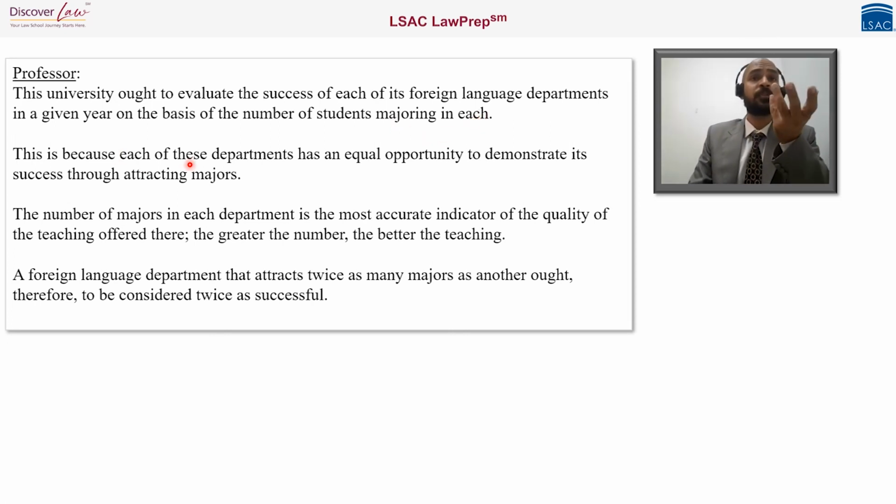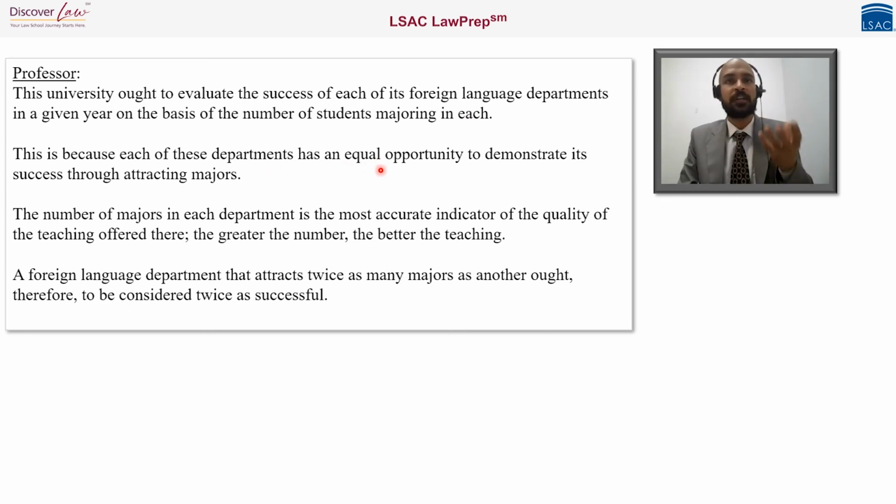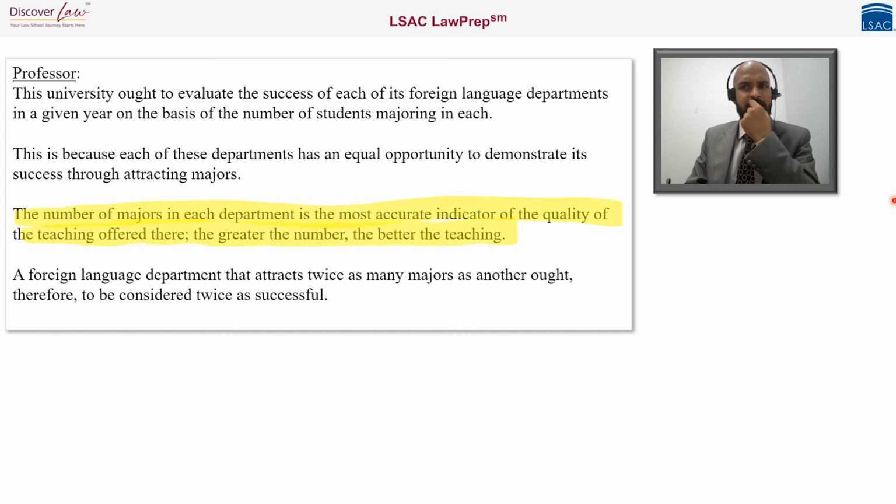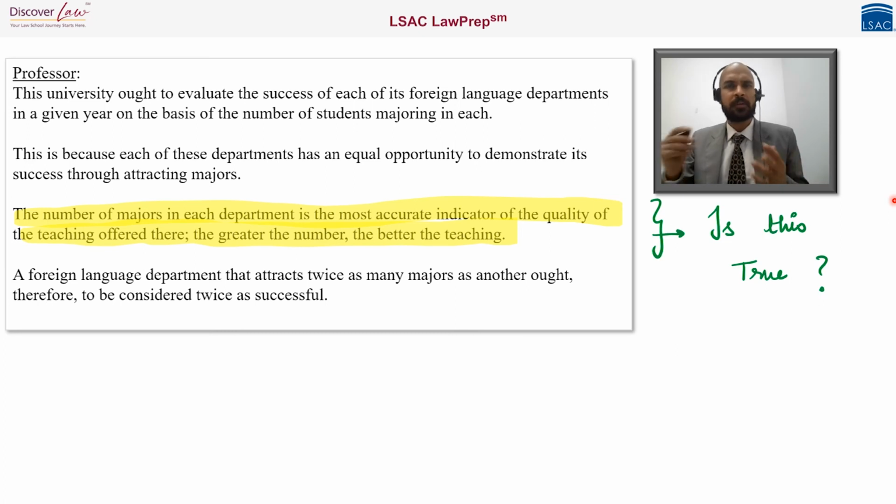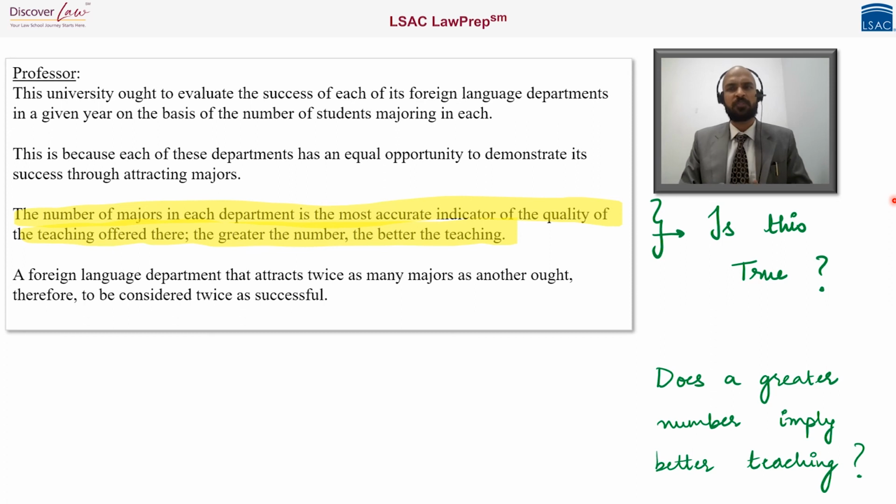It says this is because each of the departments has an equal opportunity to demonstrate its success through attracting majors. The number of majors in each department is the most accurate indicator of the quality of the teaching offered there. The greater the number, the better the teaching. This looks kind of odd to me, that the more the number of majors, the better the teaching. I mean, is this really true? I mean, it's possible that there can be teaching which is better at a place where the people are less.